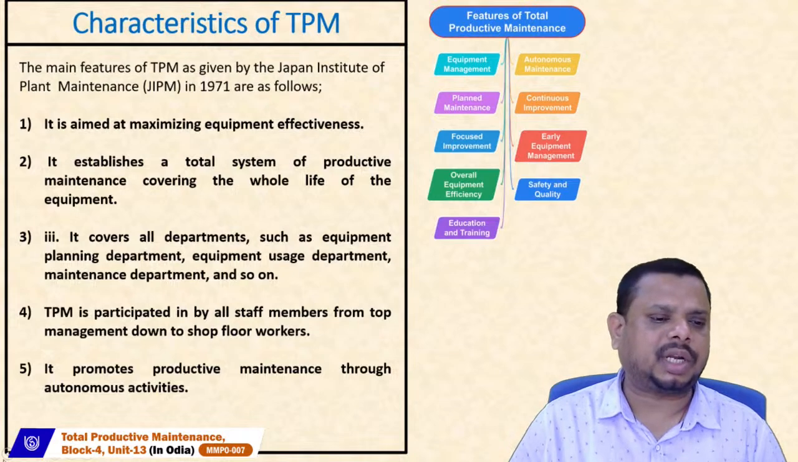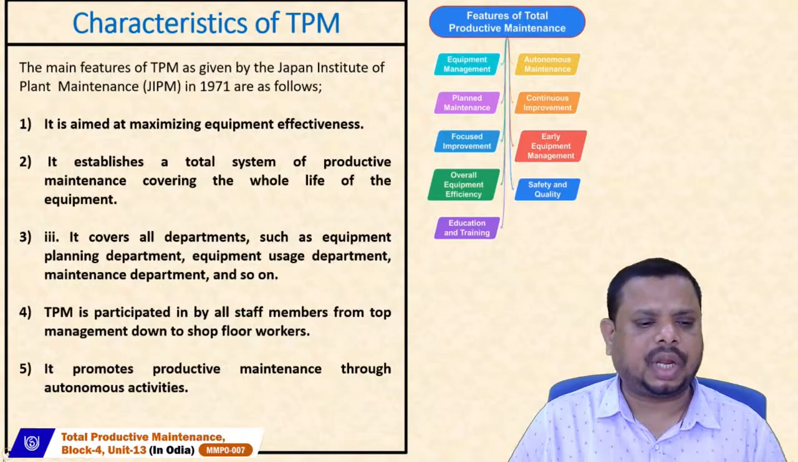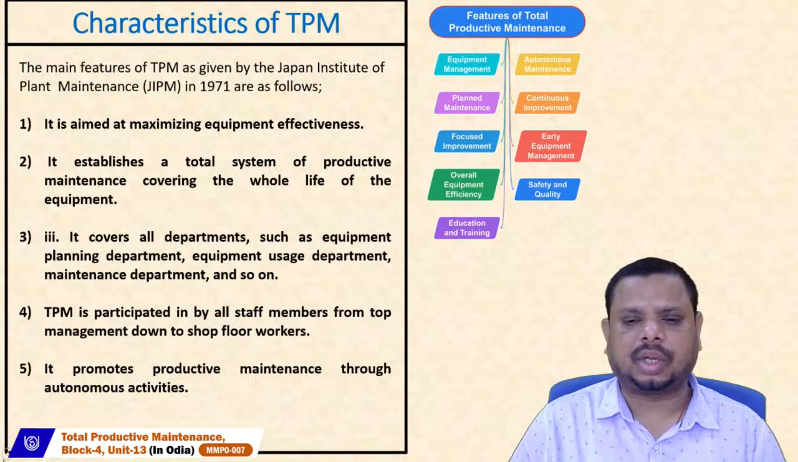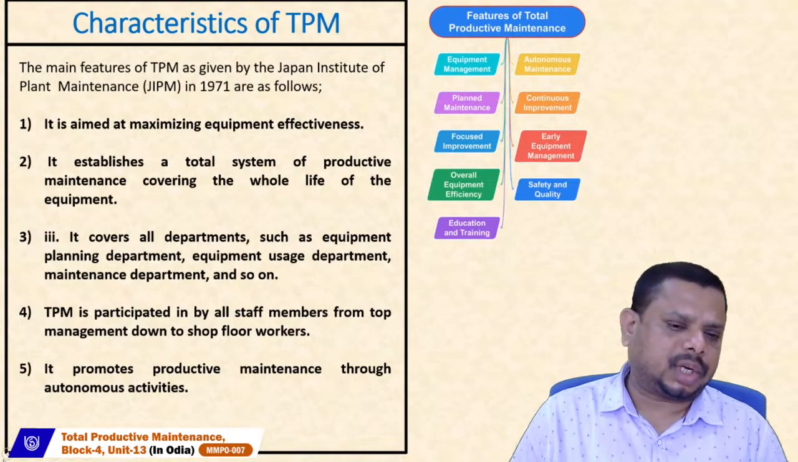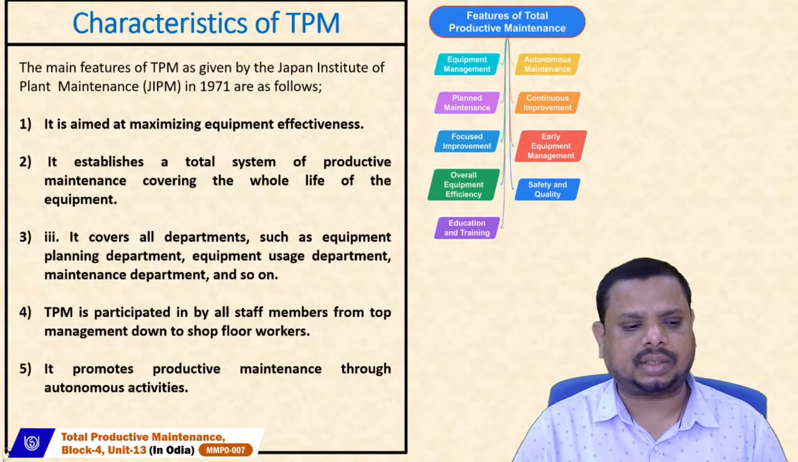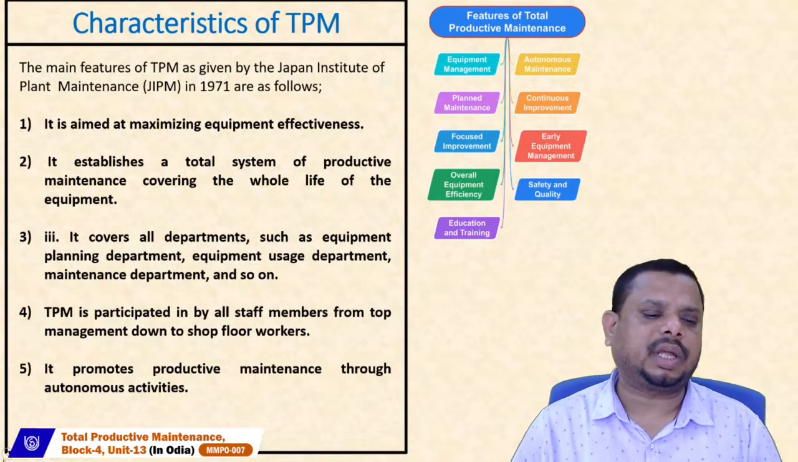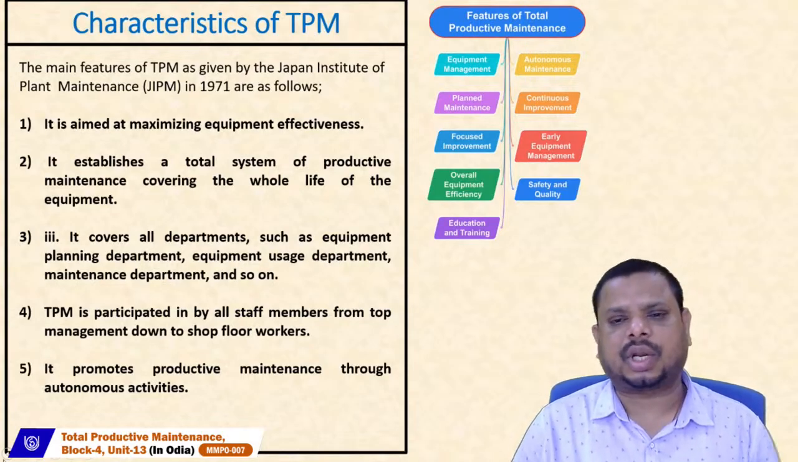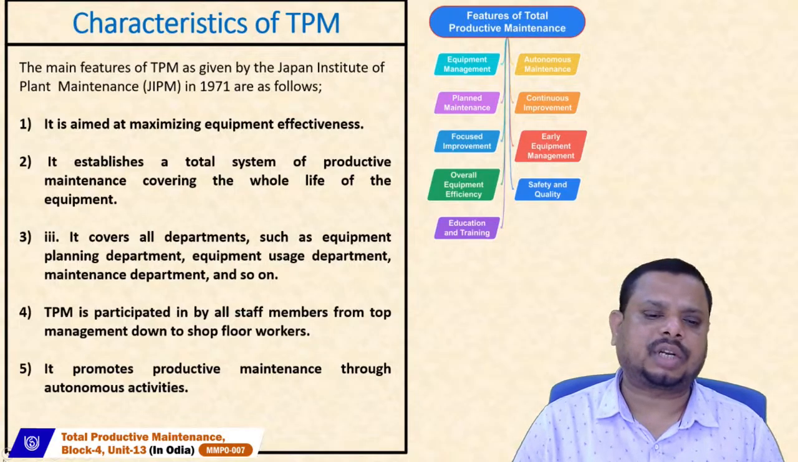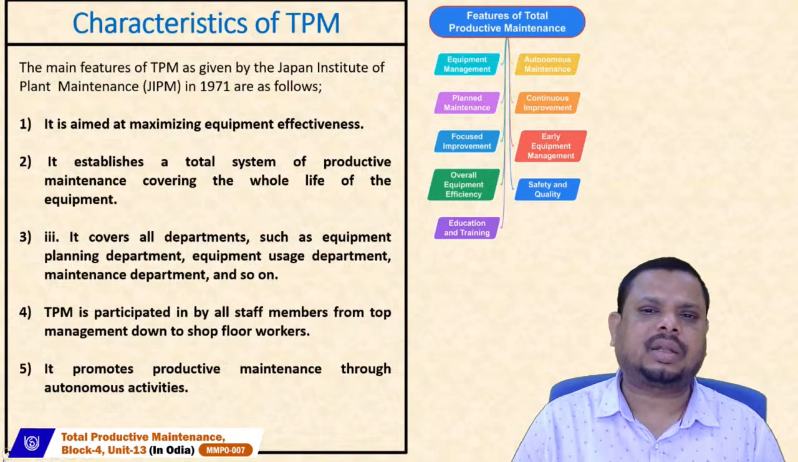The last important part is that whenever you involve all levels of management, it promotes productivity maintenance throughout the autonomous activities. So there is no need to explain all about the things. Whenever you involve all three levels of management, it is the duty of these three different levels of management. They can bring a large amount of promotional activities, especially with reference to productivity maintenance throughout the organizations. So let's understand the other features of total productive maintenance.